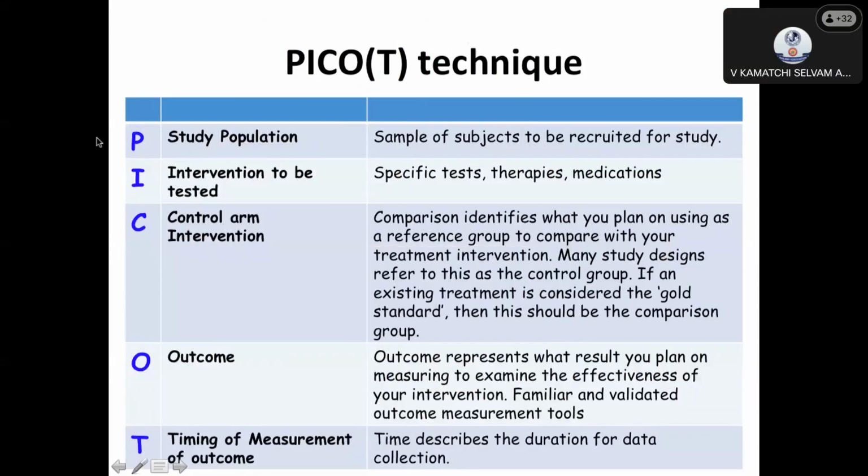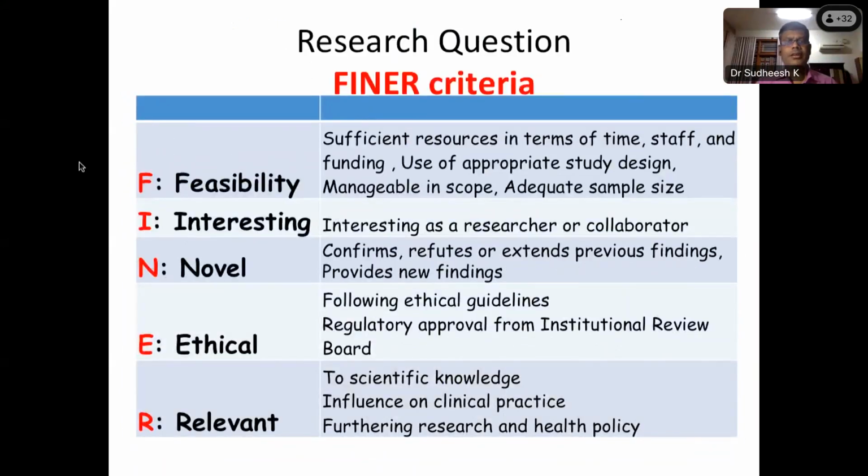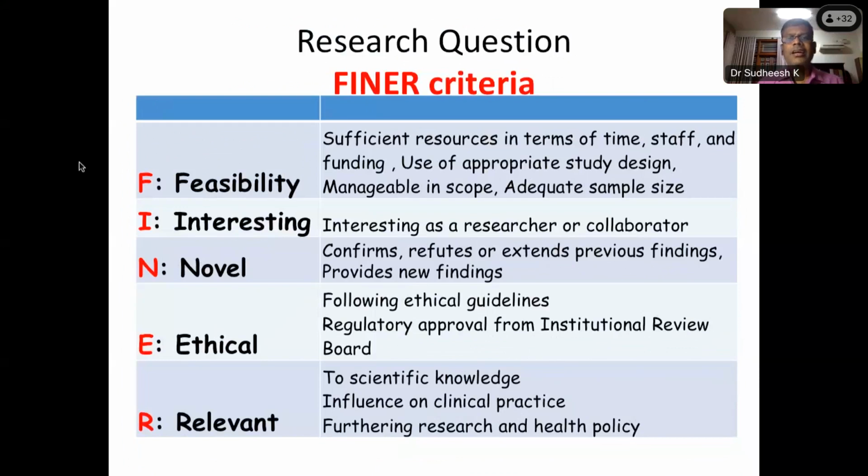Once, based on the literature review and so on, we generate a research question, it should contain certain parameters defined by the PICOT criteria, and it has to satisfy another criteria known as the FINER criteria, so that only then can you conduct that research question in your institute.